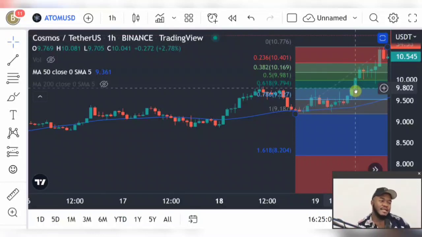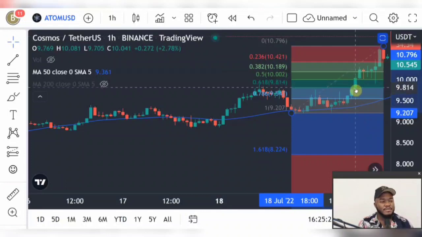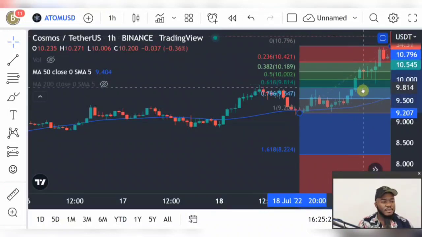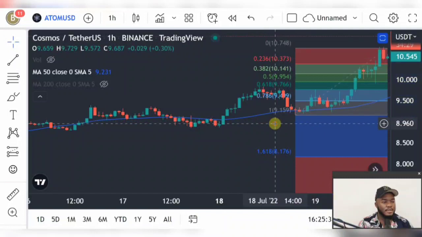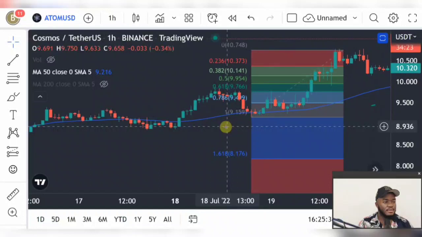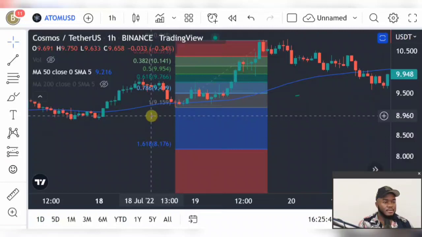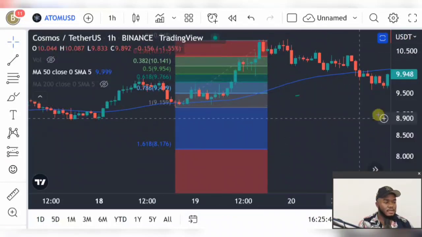Now, for you to know how powerful this tool is, let's see what happens next. You enter this trade, you go on your trading platform, on MaskEX, and you type Atom/USDT long with 20x at the price of 9.8. Now see what happens. We play this chart. See what happens.